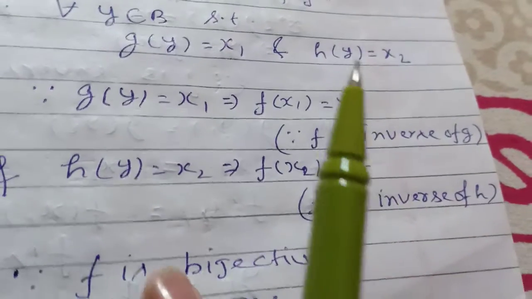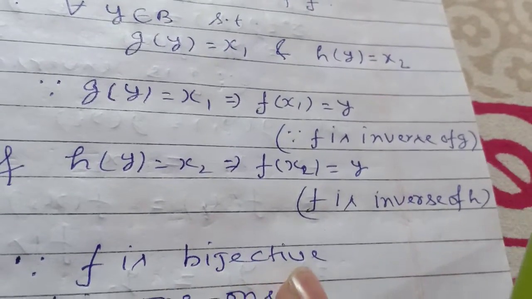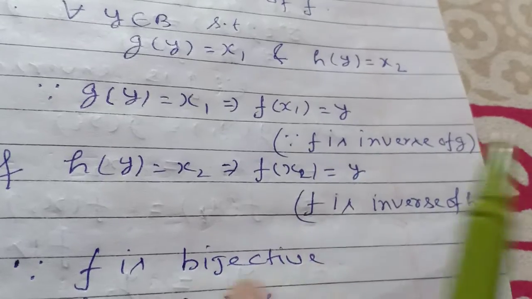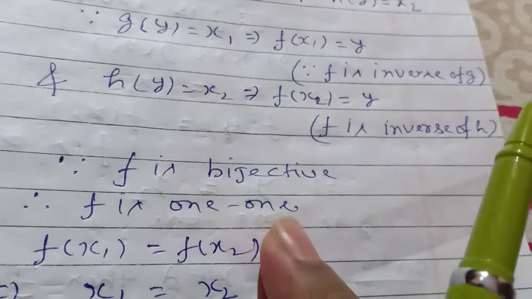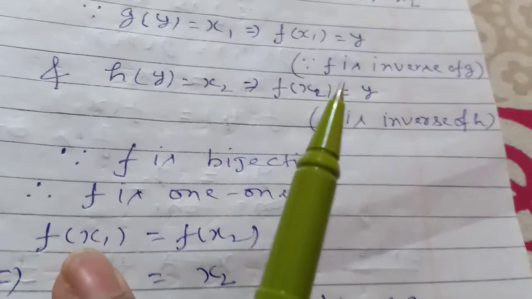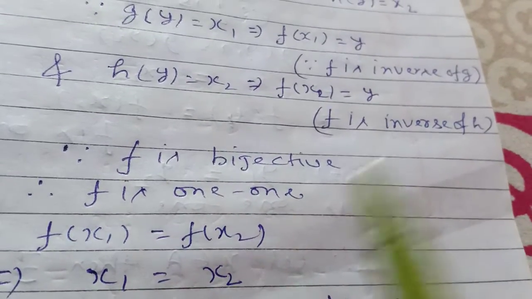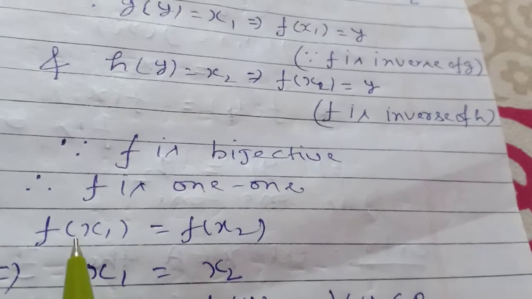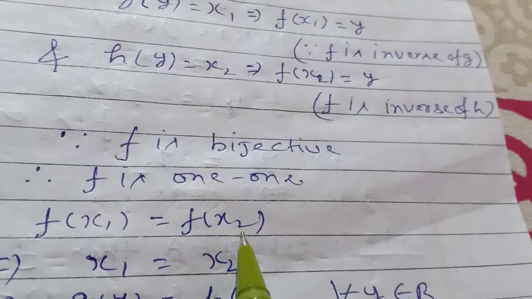Therefore here f is bijective, therefore f is 1-1. Now f of x1 is equal to f of x2, because f is 1-1 and f of x1 is equal to f of x2.